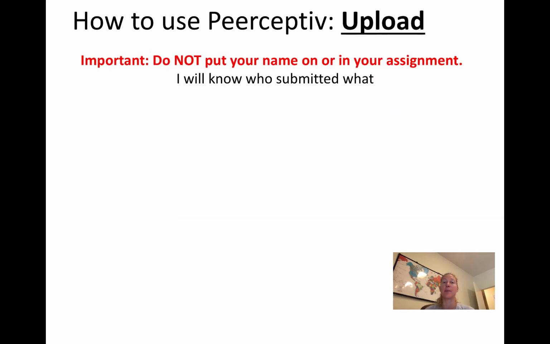Again, it's how to upload. Don't put your name on the assignment. It'll be automatically marked through your UIN on who submitted what. And this is important because this is what helps keep it a double blind.